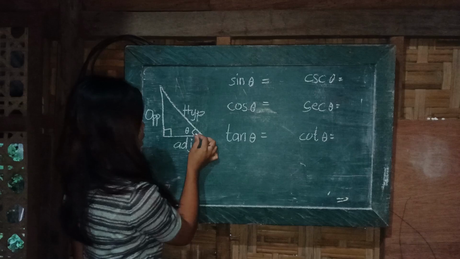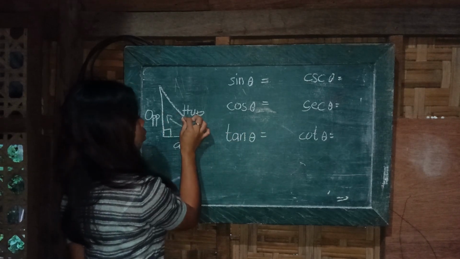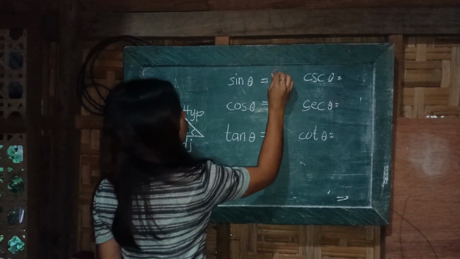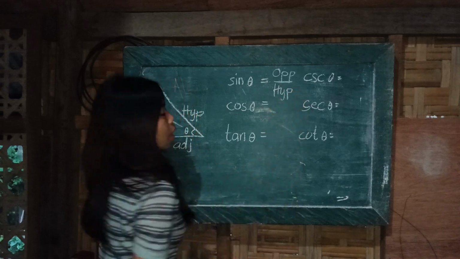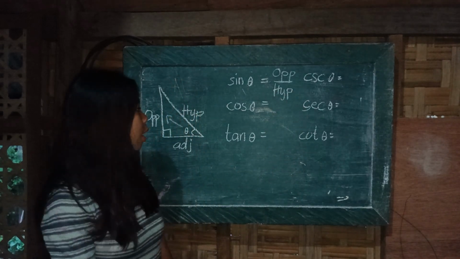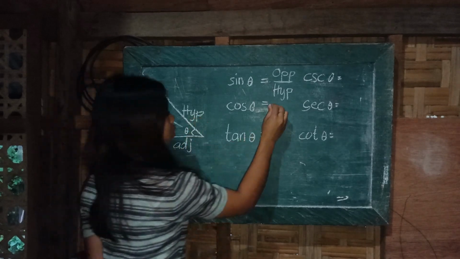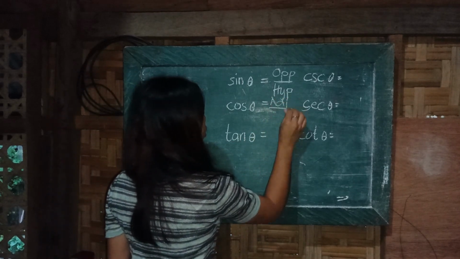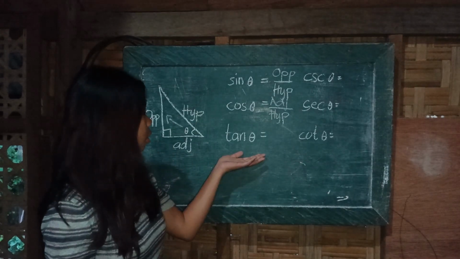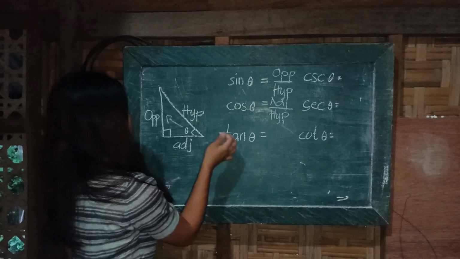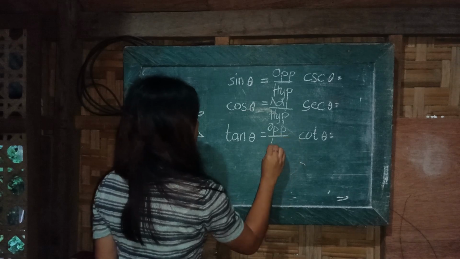Now, let's get the value of sine theta. Sine theta is opposite over hypotenuse. Next, cosine theta is adjacent over hypotenuse. Next is our tangent theta. Tangent theta is opposite over adjacent.